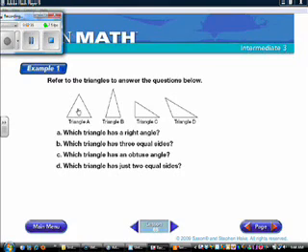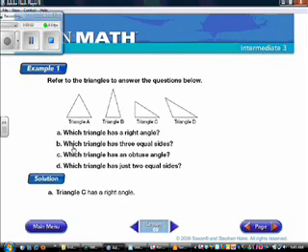Example 1. Refer to the triangles to answer the questions below. And look at all the different types that we have. Ooh, here's one that I didn't draw. A, which triangle has a right angle? Which one, Jaden? Could I draw a perfect little square in any of those? There you go, because I could draw that little square right there. C is the answer to that one. Good.